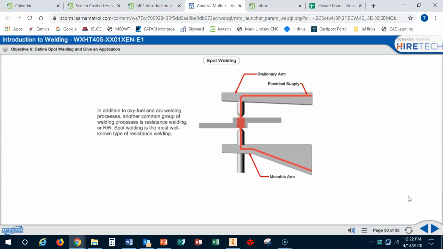In addition to oxy-fuel and arc welding processes, another common group of welding processes is resistance welding, or RW. Spot welding is the most well-known type of resistance welding. A spot welder consists of a power supply and two arms with electrodes. One arm is movable and the other is stationary.